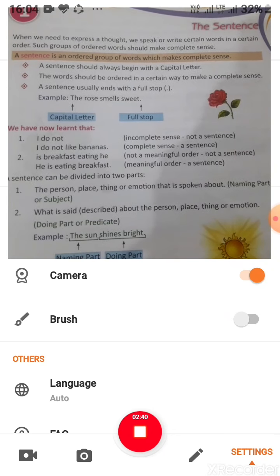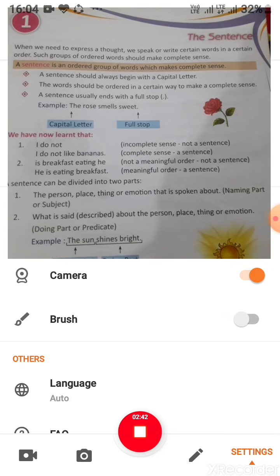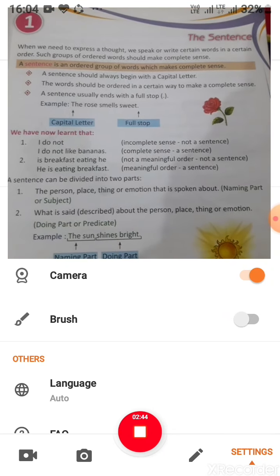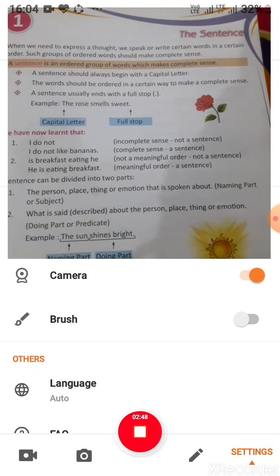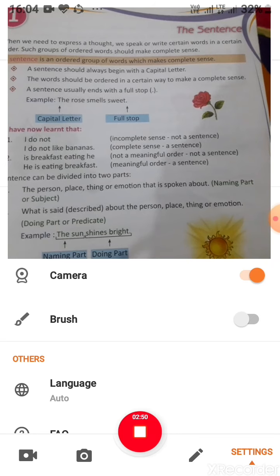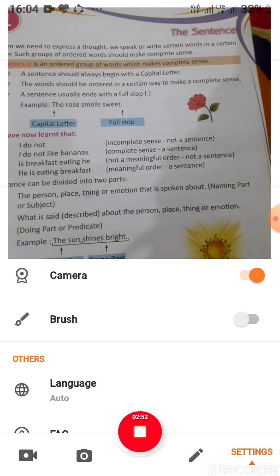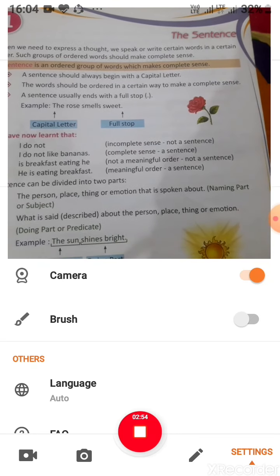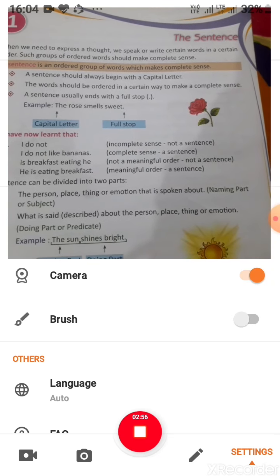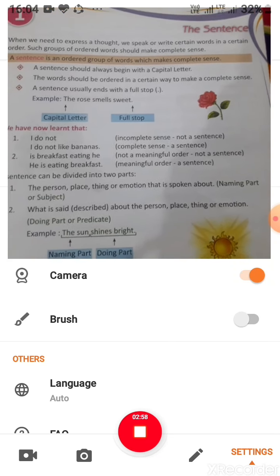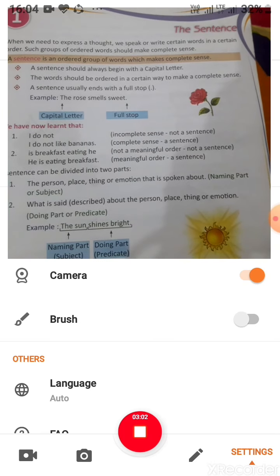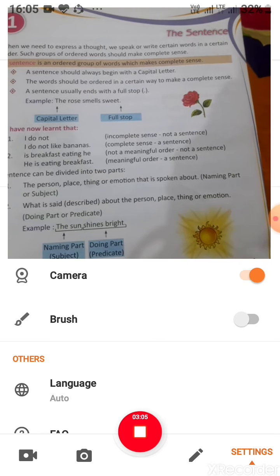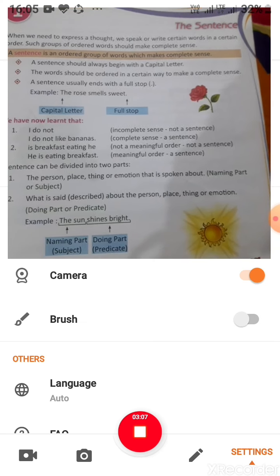We have now learned that "I do not" is an incomplete sentence. In fact, because it is not giving any sort of meaning, it is making an incomplete sense, and so this is not a sentence. Now see the second one, "I do not like bananas." It is making a complete sense and so it is a sentence.